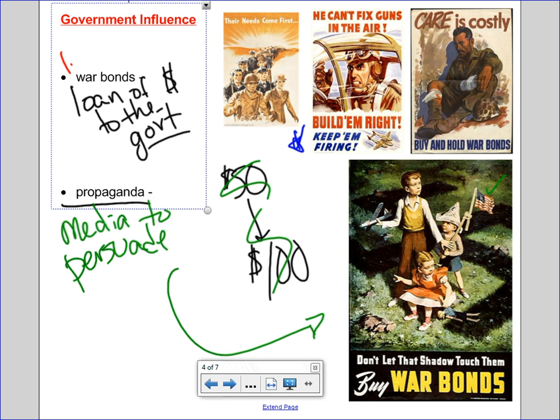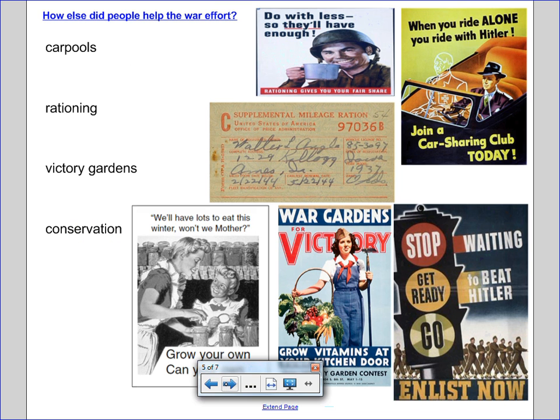And obviously the idea is still around today to do things for the soldiers. How else could people contribute? Carpools, that's easy. There it is: "When you ride alone, you ride with Hitler." Obviously that's not really what you're doing, but the idea is to save gasoline. All 3 of these are meant to save resources because the more we can save at home, the more soldiers have.